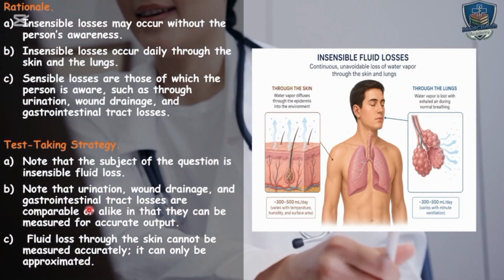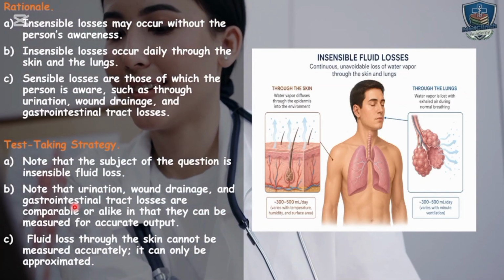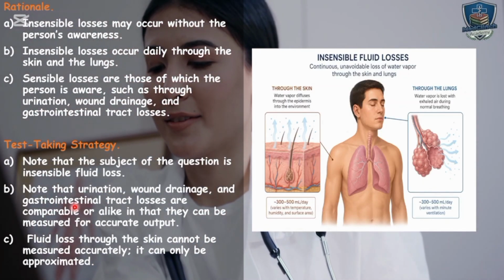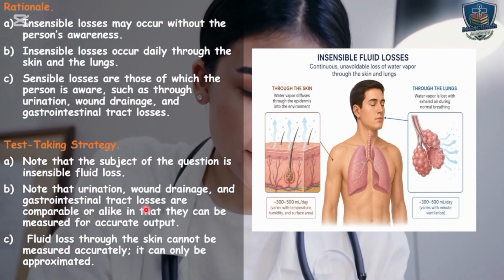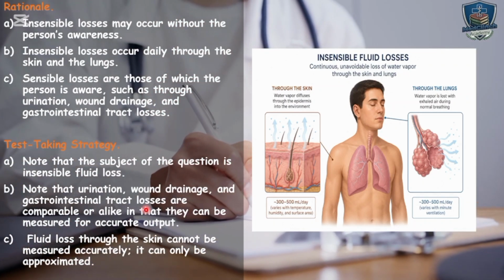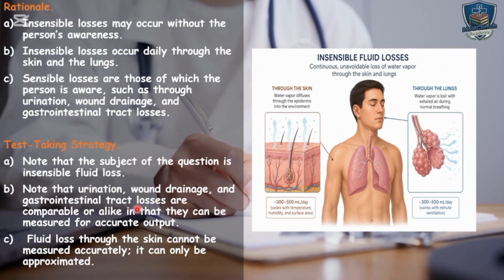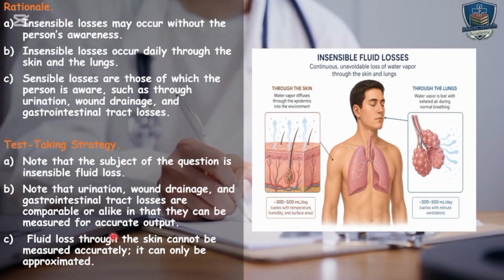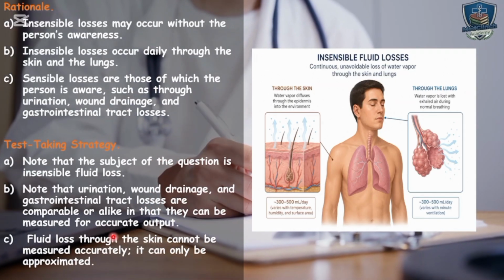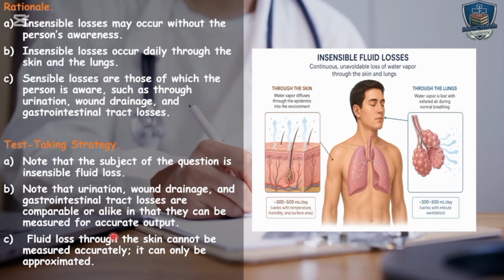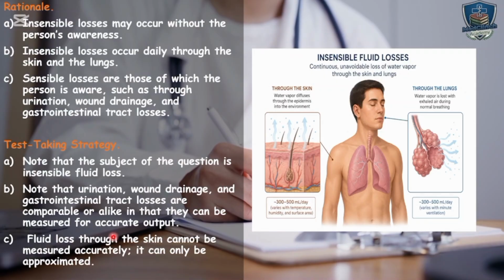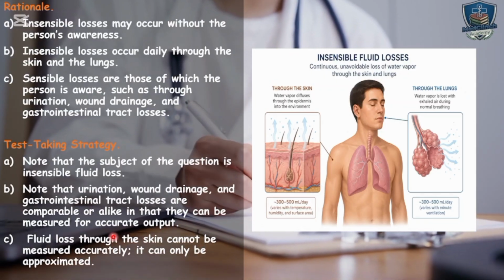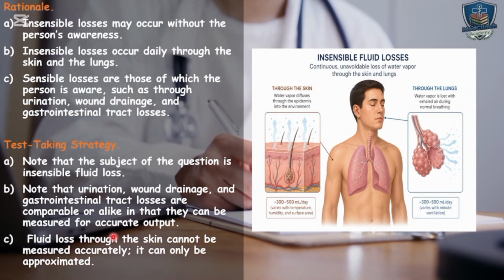Note that urination, wound drainage, and gastrointestinal tract losses are comparable or alike in that they can be measured for accurate output. So for sensible fluid losses, it's something that you can measure as a nurse, but fluid loss through the skin cannot be measured. You just approximate. So that's something that you have to note when it comes to this question. So back to your physiology class, remember what you're taught regarding fluid loss, be it sensible or insensible. So that being said, let us move to question number 6.